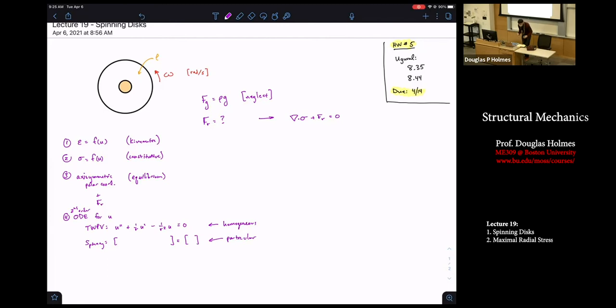At this point, you should have your stresses in terms of everything except your unknown constants. Again, it's a second order ODE, which means we're going to have two constants. We have to apply our boundary conditions to get C1 and C2.